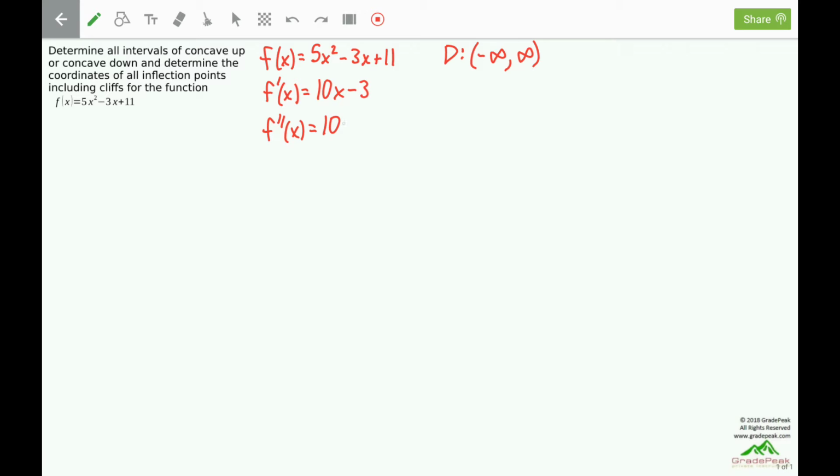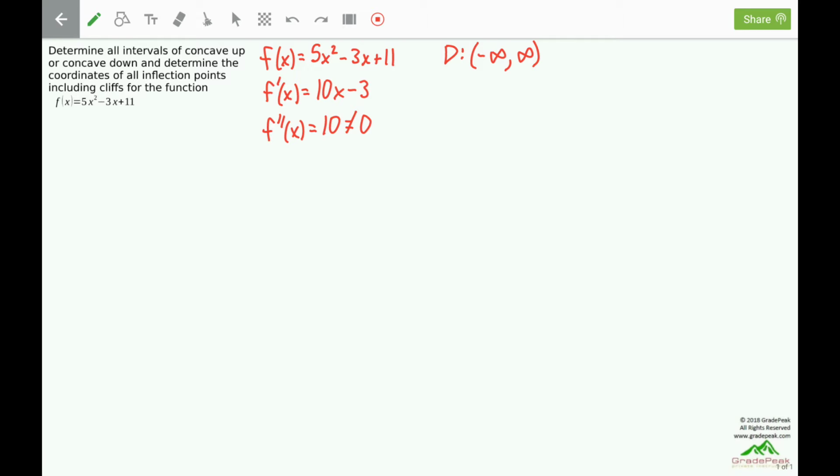We can set the numerator of the second derivative equal to 0, as well as the denominator, if there is one, equal to 0, and solve for all x's. The numerator, 10, has no x's, and it cannot equal 0. There is no candidate numbers.